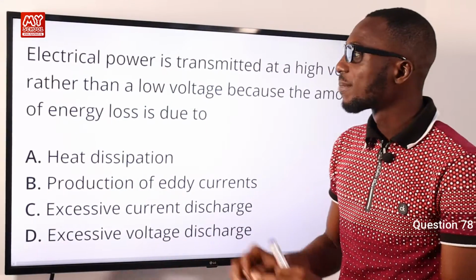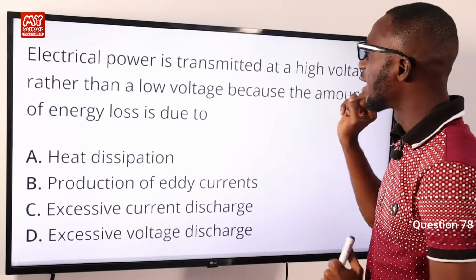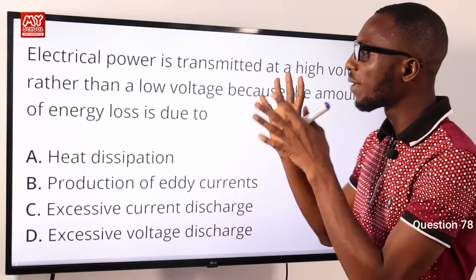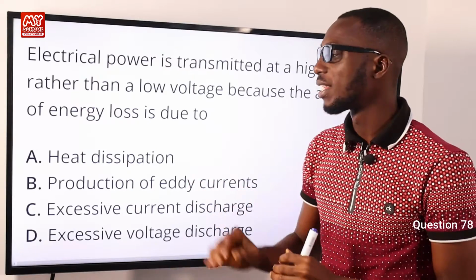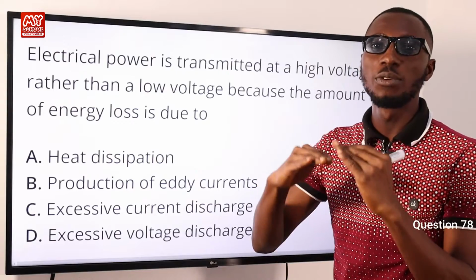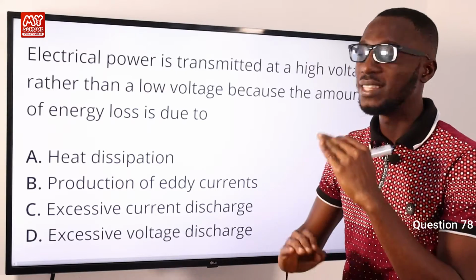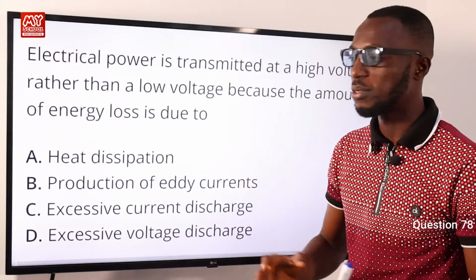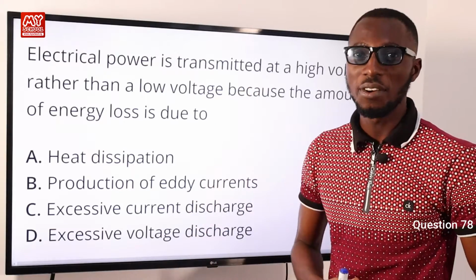Question 78. Electrical power is transmitted at a high voltage rather than a low voltage because the amount of energy loss is due to what? Is due to heat dissipation. Just know that high voltage lowers the current, and lower current means lower temperature and lower resistance of the conductor. So option A is very correct.